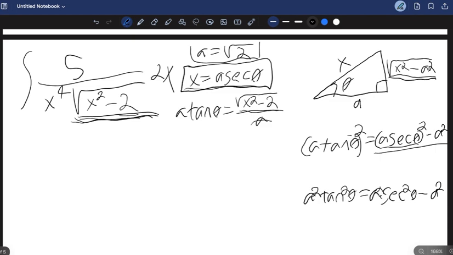But the other method I can do is plug in a secant theta for my x. And again, we've declared x is equal to a secant theta, so when we're making the substitution, we have to make it not just in the radical, but outside of the radical as well.